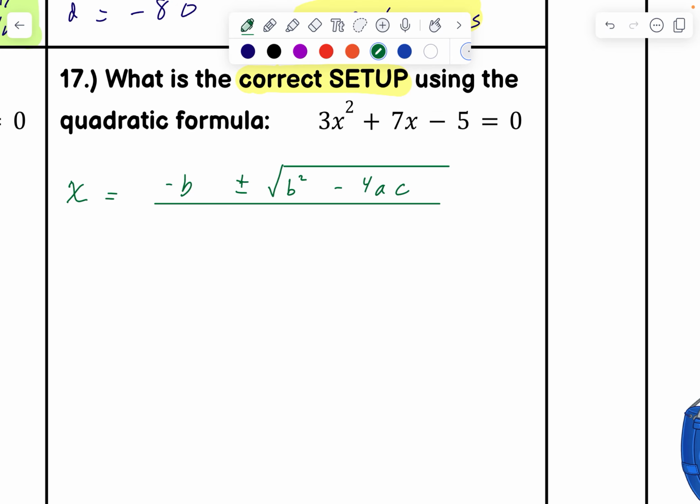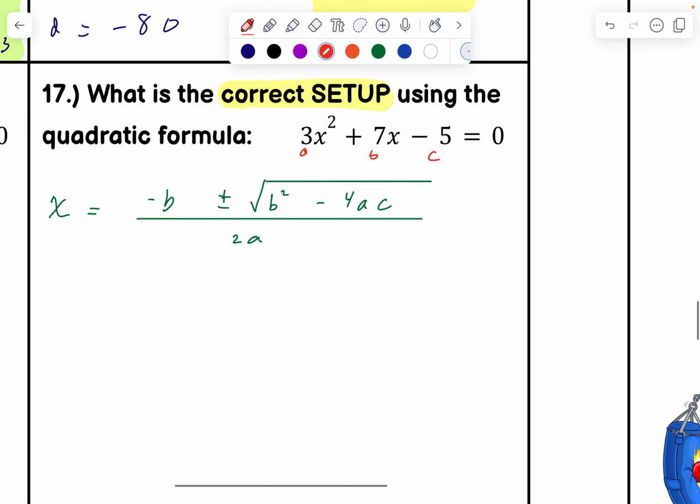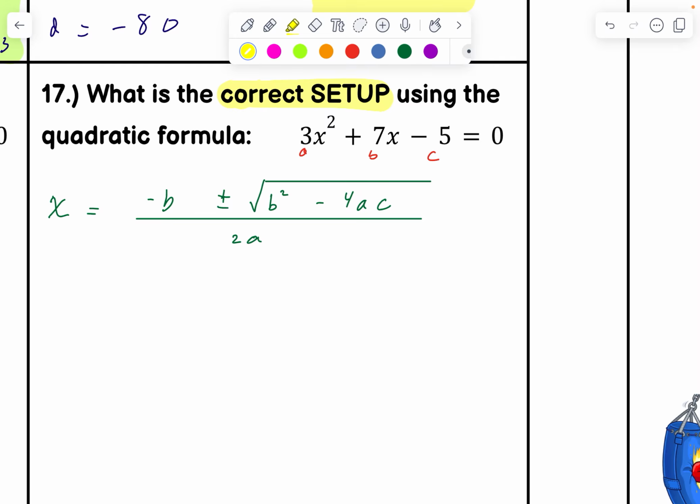And that's going to be all over 2a. Just like we did in the last couple of problems, let's go ahead and label our coefficients of a, b, and c. And to set this up, we're going to plug in where b goes. And if it helps you, I'm going to go ahead and color code this a little bit. There's b is 7, so that's going to go in for b and b here. A is 3, and I see an a goes here and here.